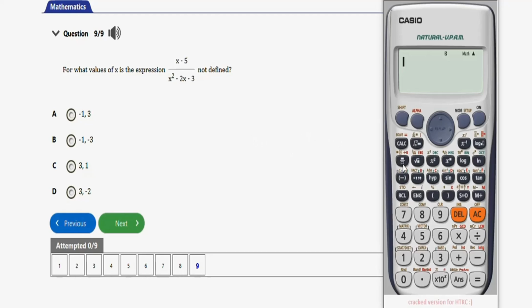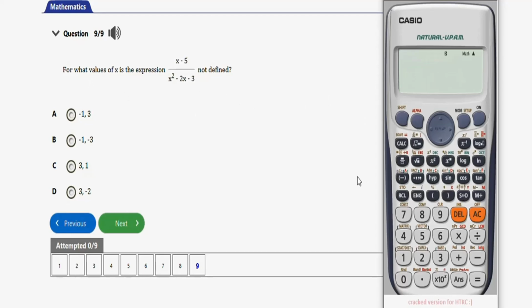So let's begin with option A. So when x is negative 1, we have minus 1 minus 5 over, so minus 1 squared is 1, that's minus 1 plus minus 1, something as 1. Okay, minus 2 times minus 1 will give you plus 2. Okay, 1 plus 2 is 3. So let's see the output: undefined. So minus 1 is part of the values of x.